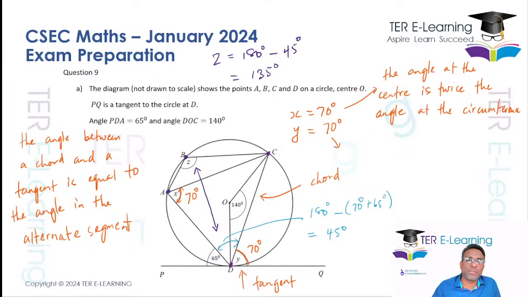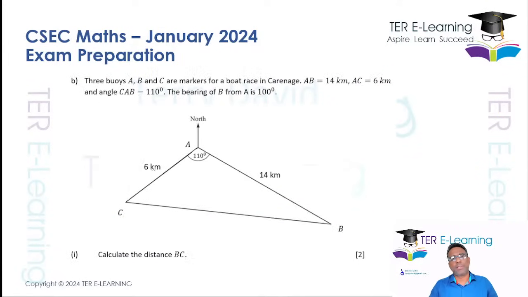Right? So let's move on to the next part of the question, which is a bearing question. So we have three buoys, A, B, and C, as markers for a boat race in Carenage. AB is 14 kilometers, AC is 6 kilometers, and angle CAB is 110. And the bearing of B from A is 100 degrees.